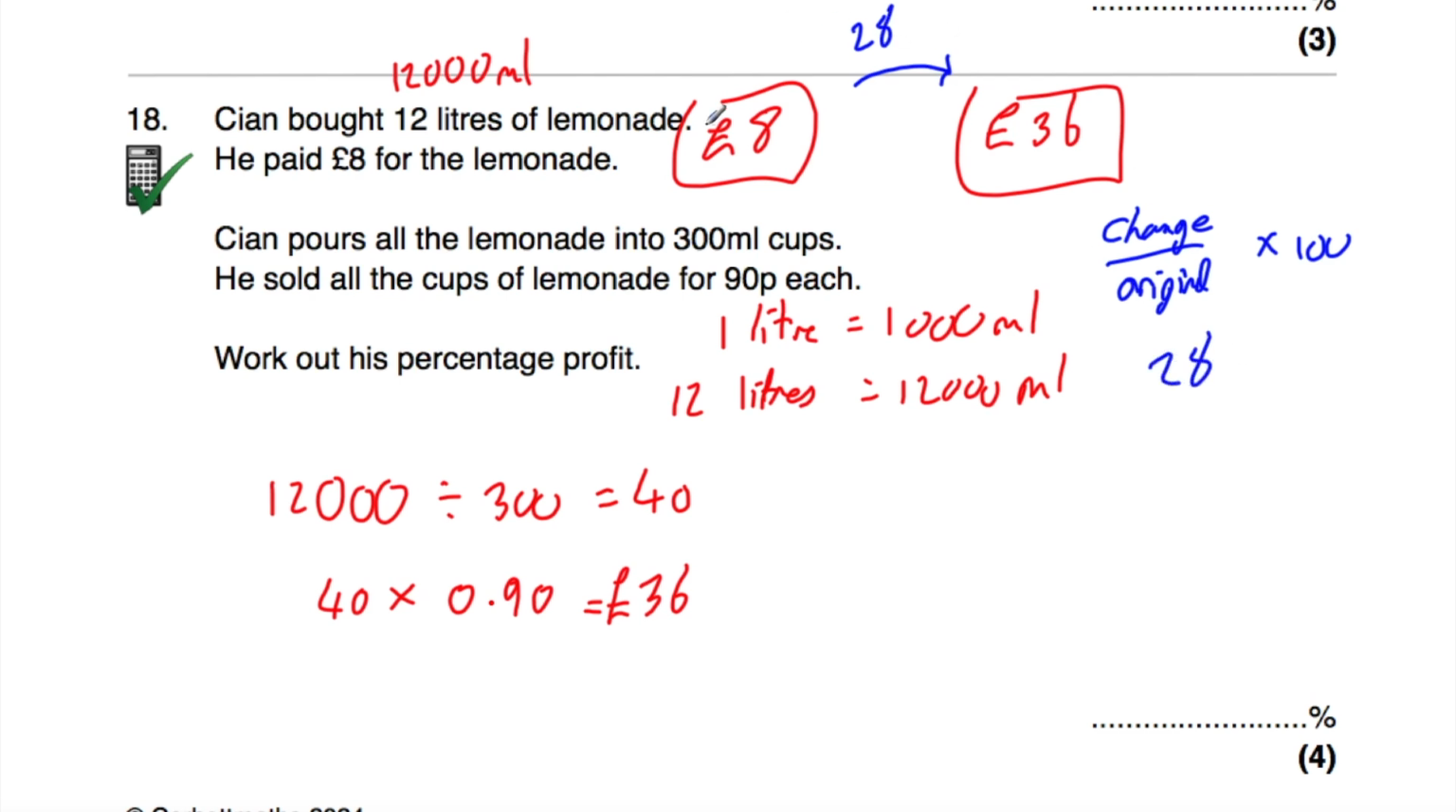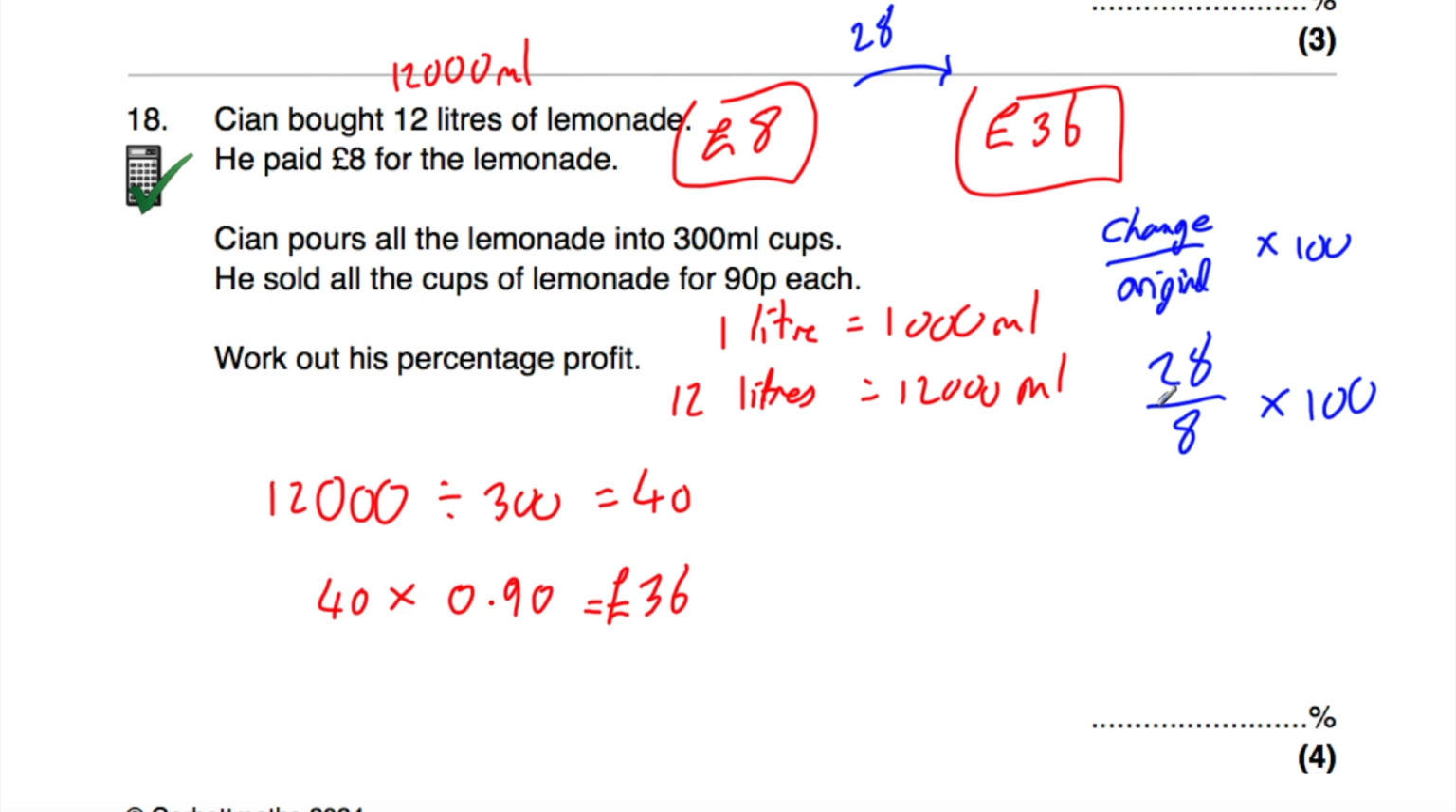28, and that makes sense because here we're working out the percentage profit and he's made £28 profit, so the change is the profit, which is £28, divided by the original. He bought the lemonade for £8, so that's what goes on the denominator, and then times 100. So we just need to work out 28 divided by 8 times 100.